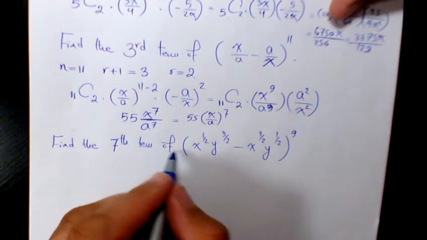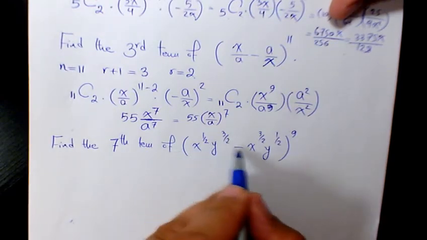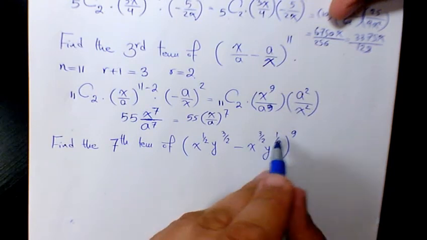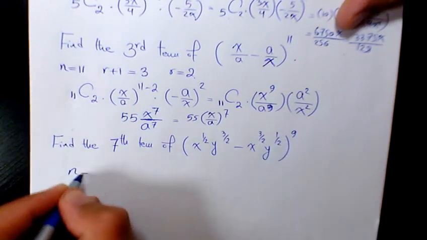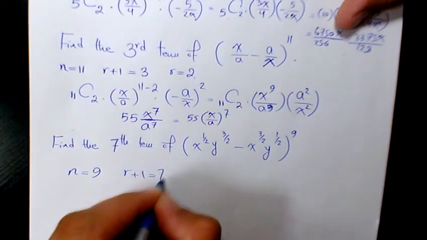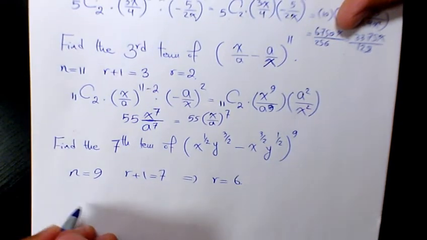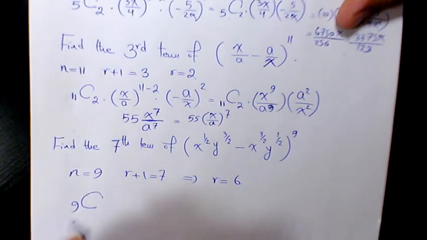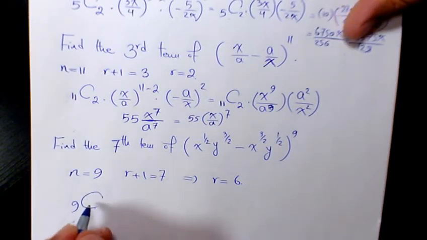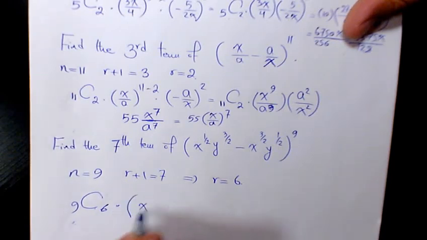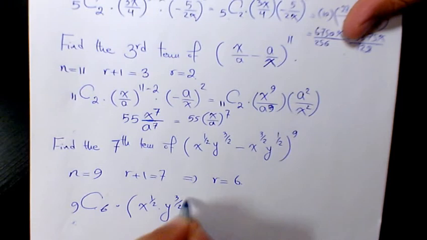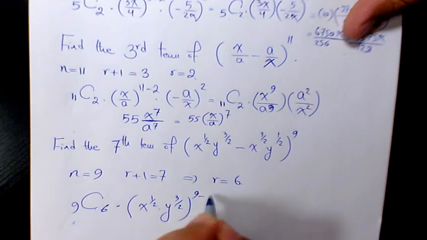Next one. Find the 7th term of (x to the power of half y to the power of 3 over 2 minus x to the power of 3 over 2 y to the power of half) to the power of 9. So in this case, n is 9, r plus 1 is 7. It means that r is 6, so it's going to be 9c6 times (x to the power of half y to the power of 3 over 2) to the power of 9 minus 6, times (x to the power of 3 over 2 y to the power of half).